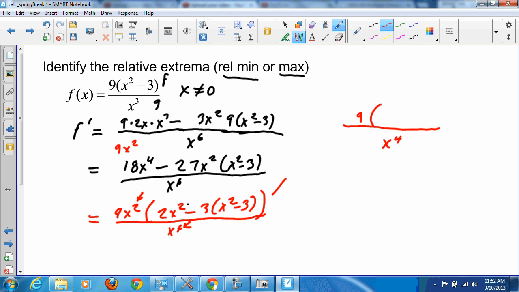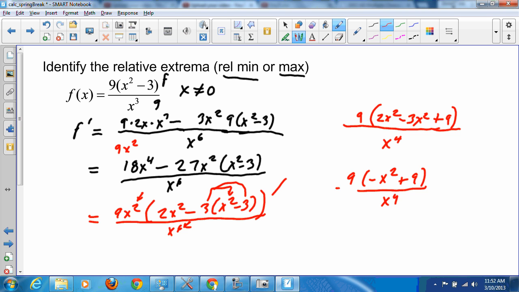And let's see if we can clean this part up a little bit. We have a minus 3x squared, and then we have a positive 9. Negative 3 and negative 3 gives me positive 9. So we have 2 minus 3x squared, so we have 9 and a negative x squared plus 9, all over x to the fourth. And I haven't been doing a very good job of this, but that's the first derivative.